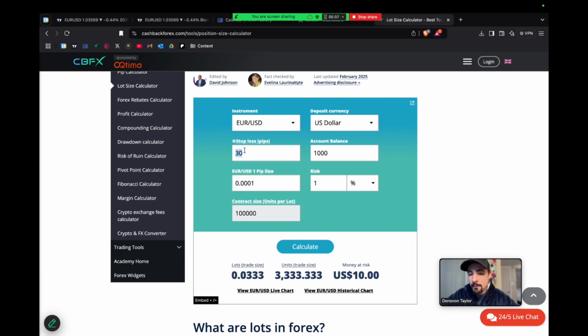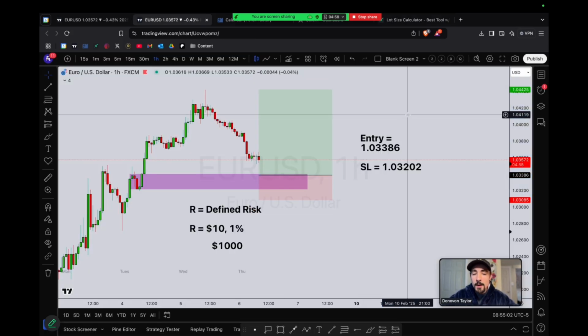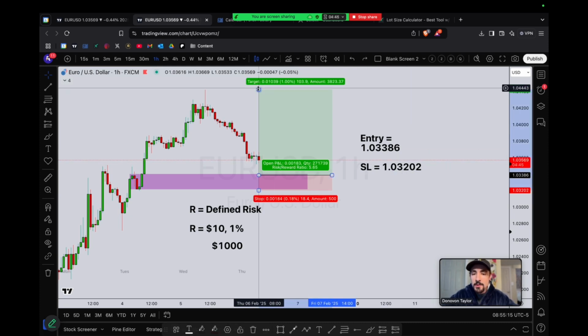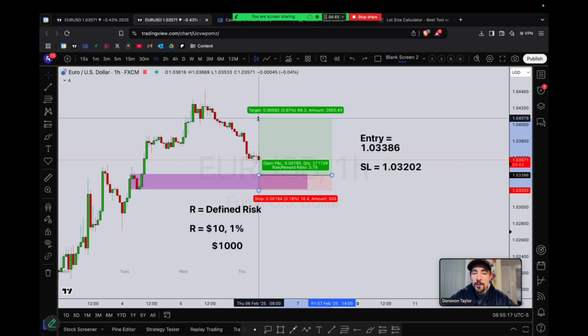In this example, 30 pip stop loss on Euro USD, 0.03 would be my lot size in order to be risking no more than $10. Here's the beautiful thing about this. If you're calculating your lot size every single trade, you could literally lose this trade. This is a 1 to 5 risk to reward. I say that 1 to 3 is kind of like the bare minimum.